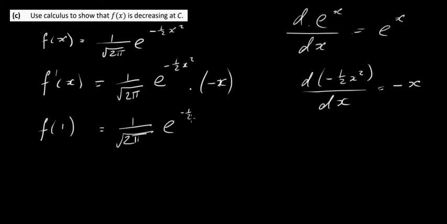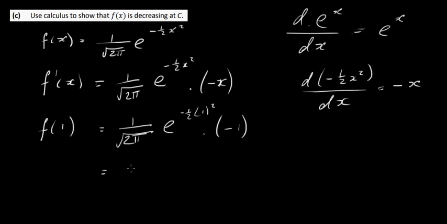e to the power minus a half x squared here. Sorry, we've got to put in our 1 here. So we put in 1 here and square it, and then we multiply all of this by -1. Really all of this can be done on your calculator.